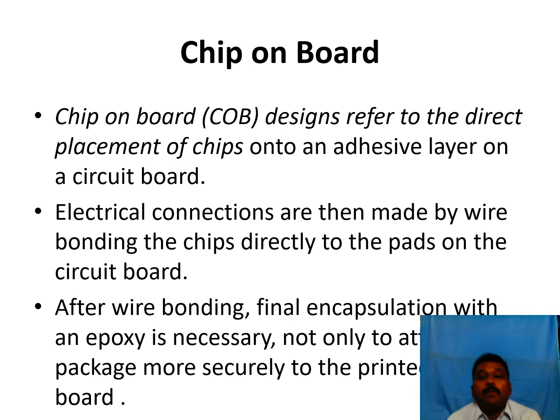Next one is the chip on board. The chip on board design (COB) refers to the direct placement of chips on the outer layer of the circuit board. Directly we can place the chips on the circuit board. That is called the chip on board. Then the electrical connections are made, and after wire bonding, the final encapsulation, the final covering with the epoxy, is necessary. That is the chip on board.